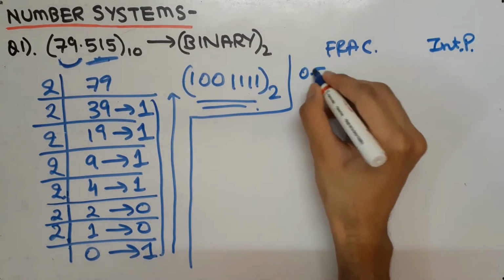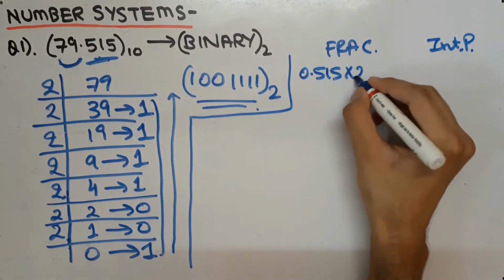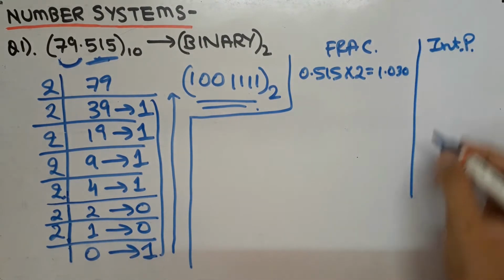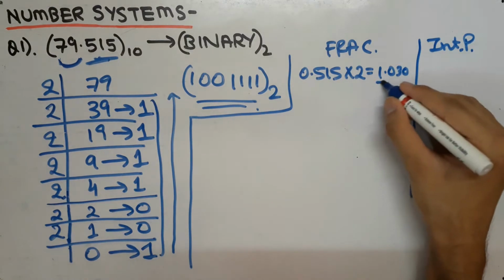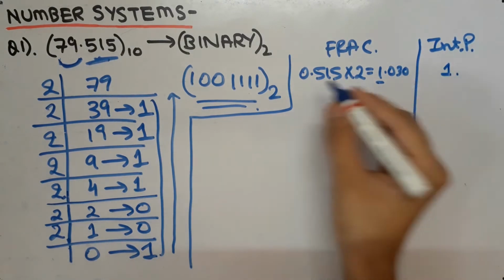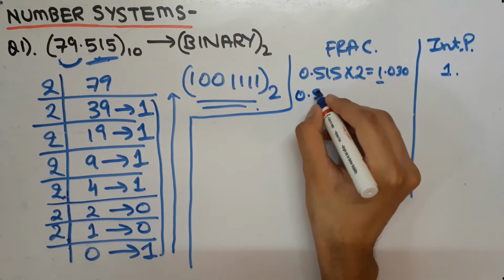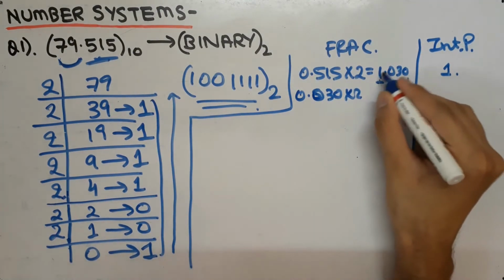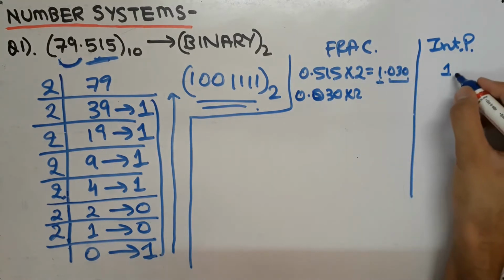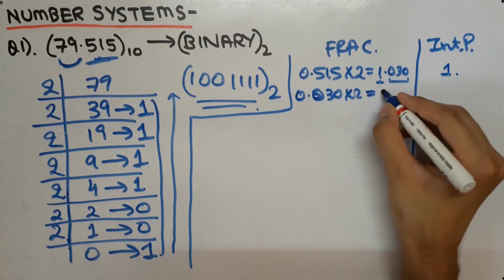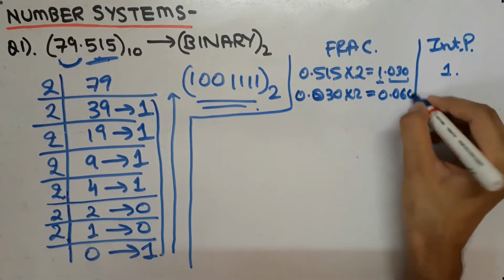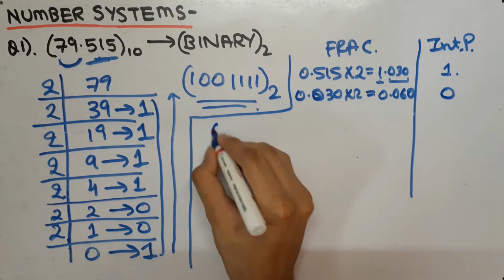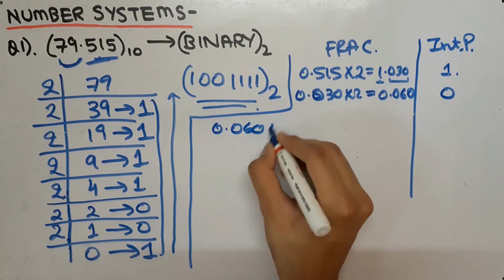Now guys, we are going to multiply 0.515 by 2. From that we will get 1.030, and we will write its integer part, that is 1, over here separately. And now guys, we are going to multiply 0.030 by 2, that is this part, and we will ignore the integer part because we have taken it over here. Now guys, on multiplying this you will get 0.060. Similarly, we will take the integer part over here and we will now multiply 0.060 by 2.